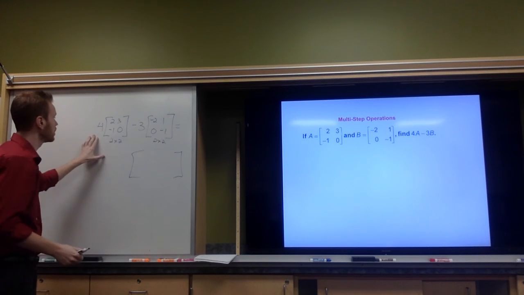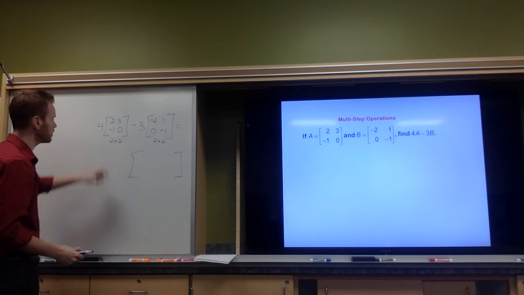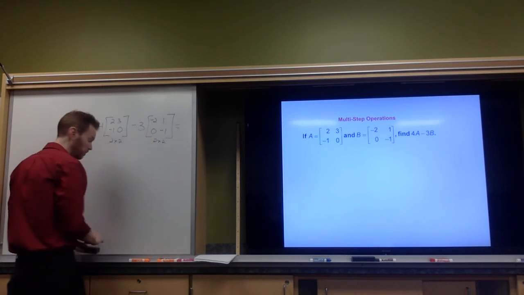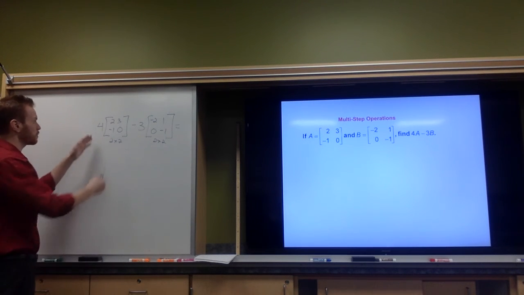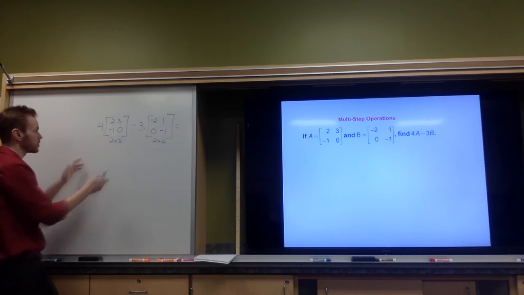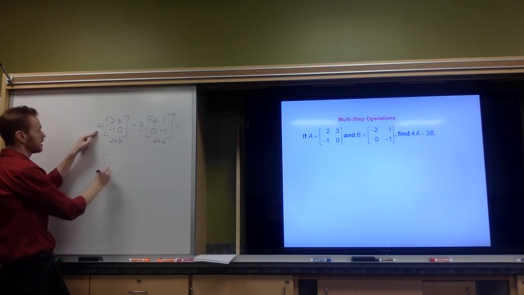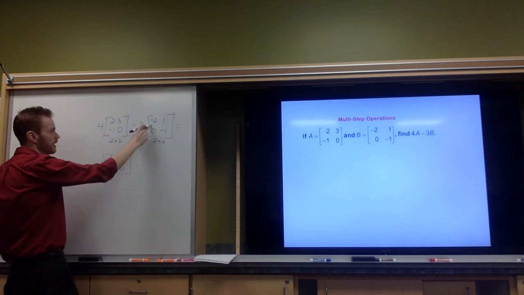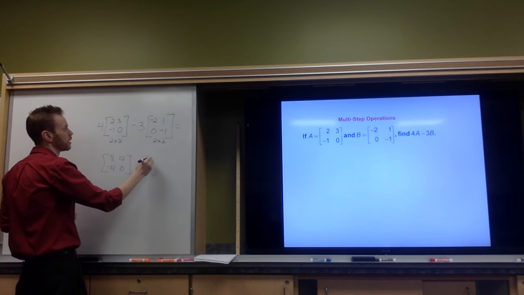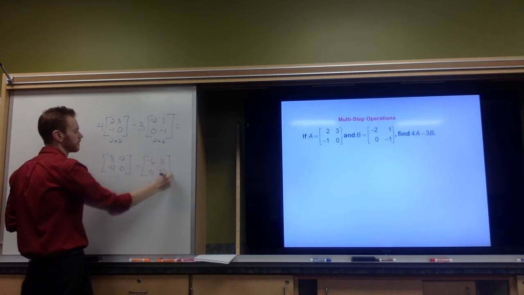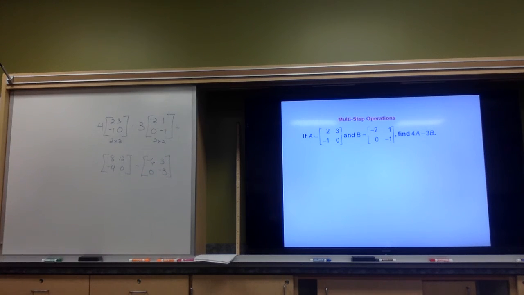What we could do, in fact, let's do this systematically. The first step would be to multiply each matrix by its own scalar, right? So let's do that. This guy, multiply 4 to everything. I get 8, -4, 12, and 0. This guy, I'm going to multiply 3 to everyone, so I get -6, 0, 3, and -3. Okay?